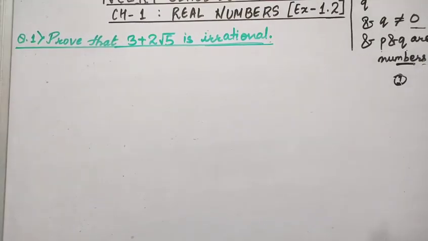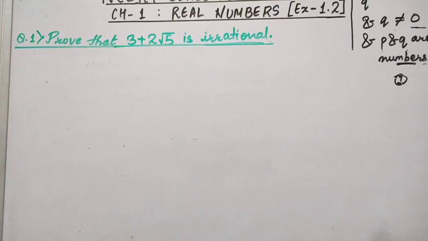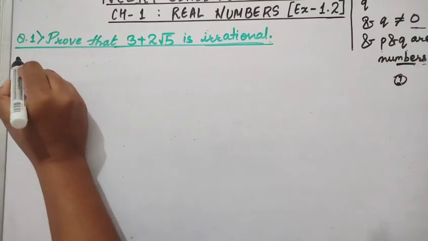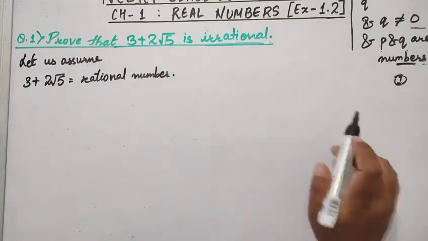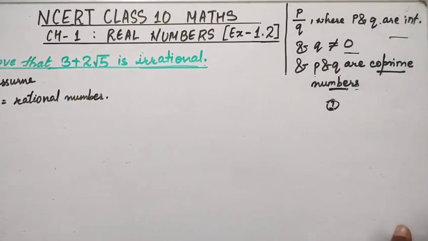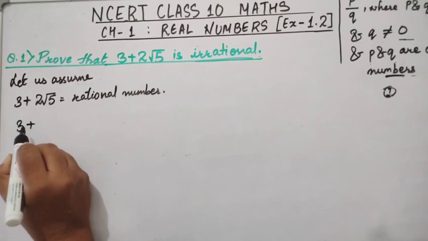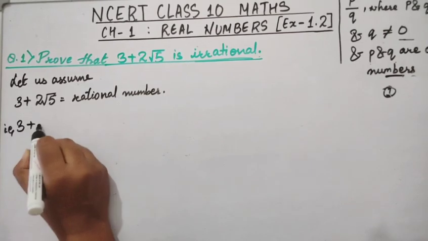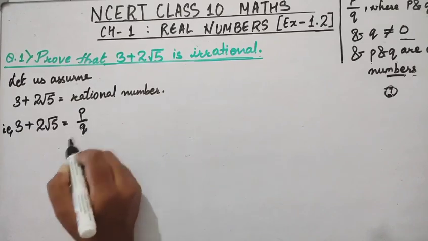Okay, so we have question number 2 over here. Prove that 3 plus 2 root 5 is irrational. To prove it, again, let us assume it is rational. Now we already know the conditions of a rational number from this part. Now we can write 3 plus 2 root 5 equals p by q.